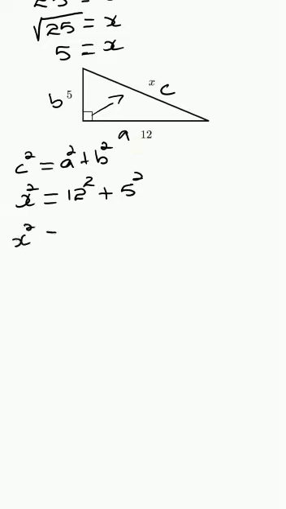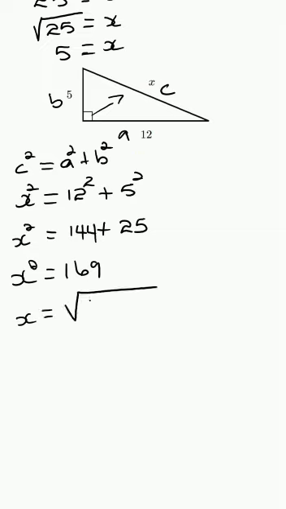x squared is equal to 144 plus 25. x squared is equal to 169. x therefore is equal to the square root of 169. x is equal to 13.